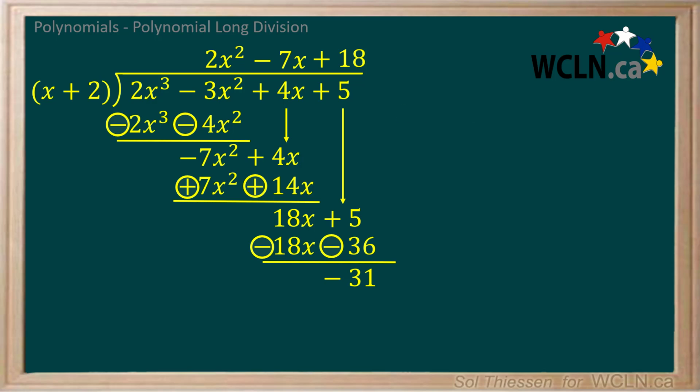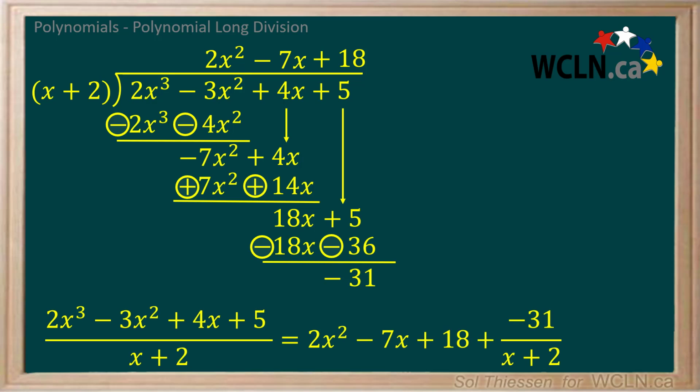We've now got to the point where we can't multiply x by anything to get what remains of the dividend, negative 31. In other words, the degree of what remains is less than that of the divisor. This means that the division is complete, and the negative 31 is our remainder. Another cue that the division is complete is that the last term we added to our quotient, which is above the long division sign, was a constant term, that positive 18.